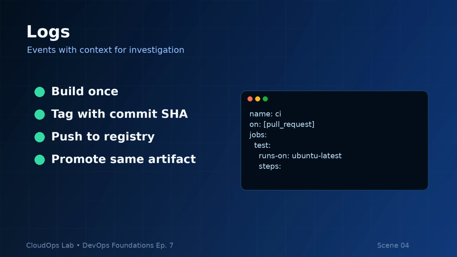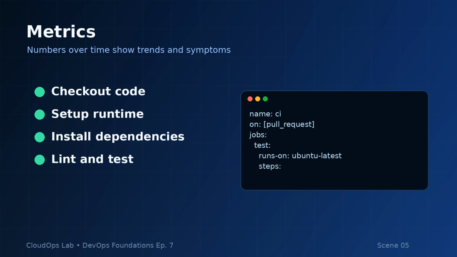Concept 5. Dashboards. A dashboard should answer a question quickly. Is the service up? Are errors increasing? Is latency normal? Can we connect a deployment to a change in behavior? Now let us connect this to the full DevOps chain.